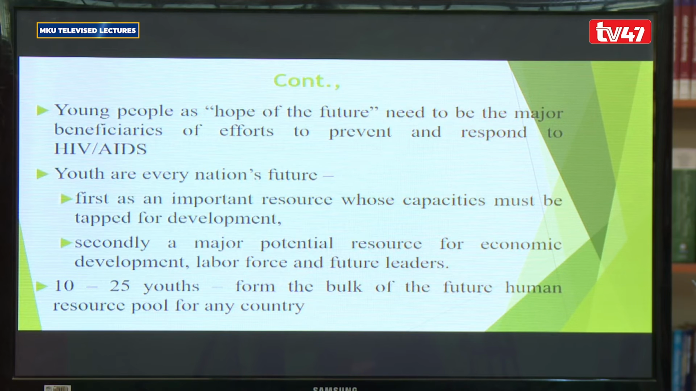Young people, as the hope of the future, need to be major beneficiaries of efforts to prevent and respond to HIV. Youth are every nation's future. So when you talk about the youths, they are every nation's future. When there's no youth, there's no future. First, they are an important resource whose capabilities must be tapped for development. Because from the youth, you can tap the capabilities that can spur the economy or development.